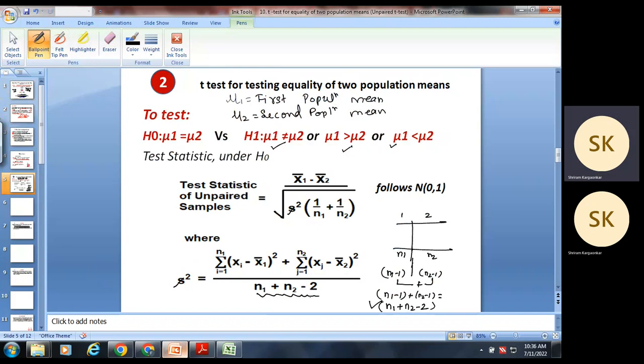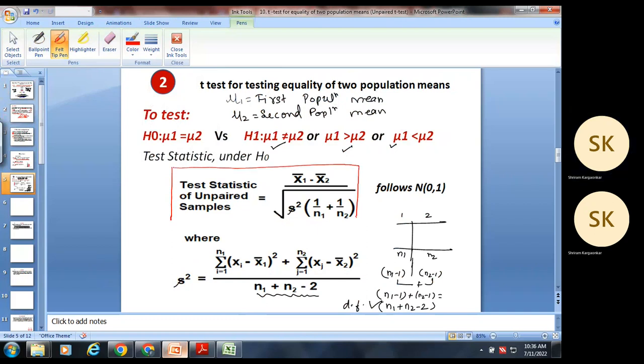N1 plus N2 means there are two sets, so two observations are subtracted. If there are three sets, then three observations will be subtracted. This is also called the degrees of freedom. So this is the test statistic, and this is the formula we have to remember and keep in mind. We'll solve a numerical example based on this.